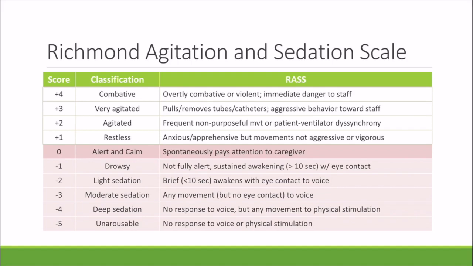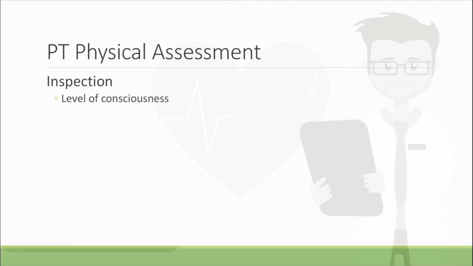So +2 represents agitated. So there's unpurposeful movement. They're not matching up with their ventilator well, all signs that they're agitated. And then a +4 is when they're overtly combative. So a +4 would probably be a patient that you would not see. They are violent and giving immediate danger to the staff. So that number gives you a lot of information in a really quick check, which you would be able to see their RASS score on any patient.